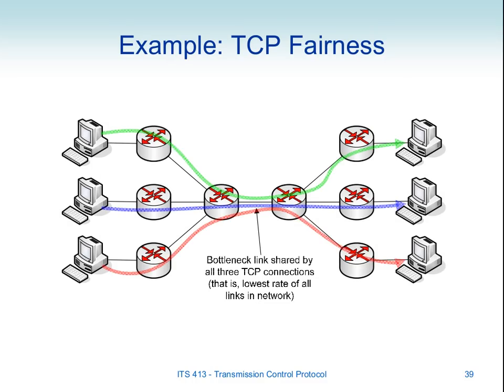And in fact, with TCP, when all conditions are the same, in an ideal case, that is true, that we will get that. TCP is considered fair. Fair amongst connections. Okay? So the green one, the blue one, and the red one would all get approximately equal throughput when they share this bottleneck link. So TCP is fair, but fair amongst connections.